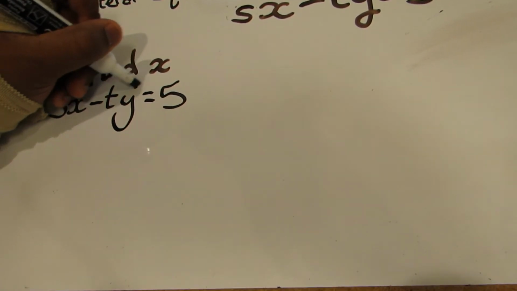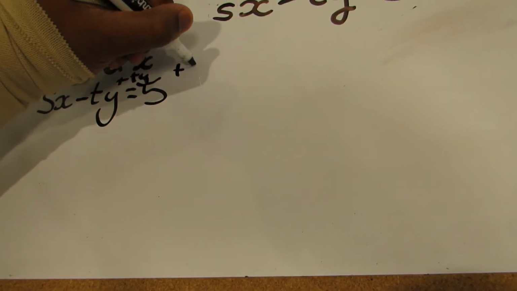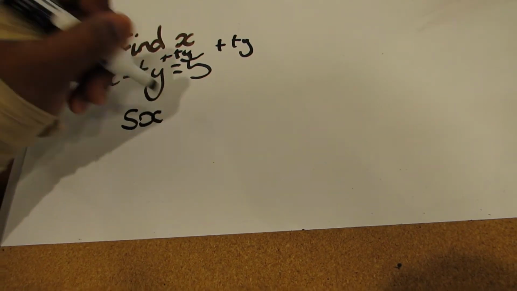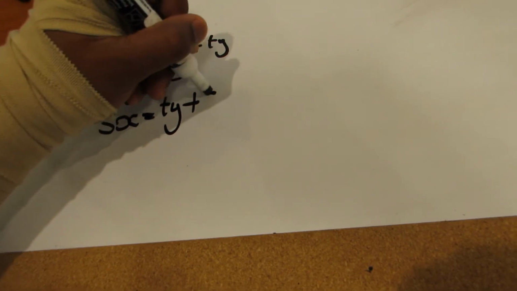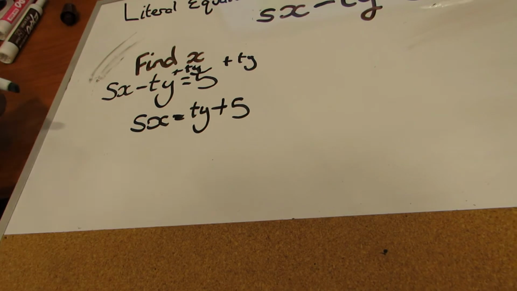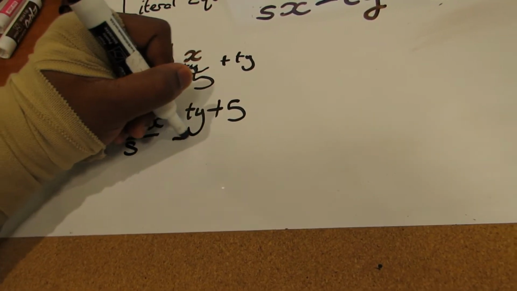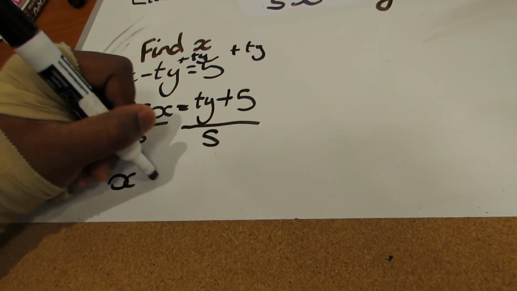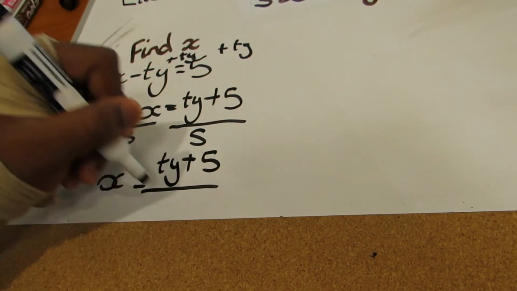So you plus ty and you plus ty. So it will be sx equals ty plus 5. Next, what you have to do is divide s on each side. And then divide by s. So now it will be x equals ty plus 5 over s.